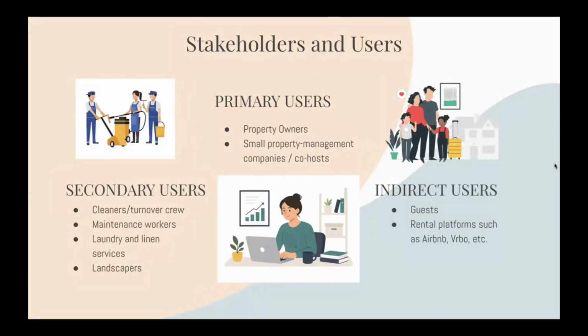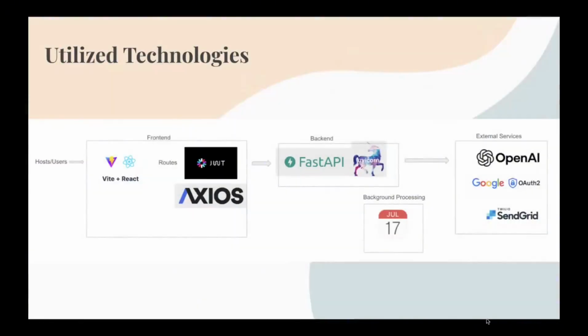While they don't use the platform as heavily, they play a critical role in day-to-day operations and interact with it for scheduling and task coordination. Finally, we have our indirect users, such as guest and rental platforms like Airbnb or Vrbo. These users don't interact with the system directly, but they are still impacted by how well everything runs behind the scenes. Now I'll walk through the system design and utilized technologies for Dwellr.